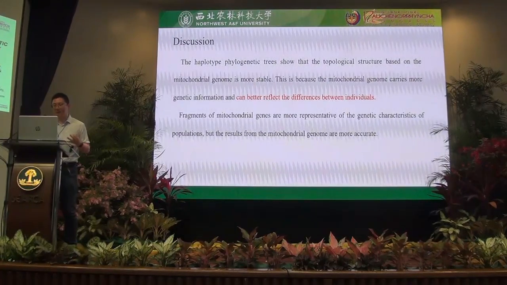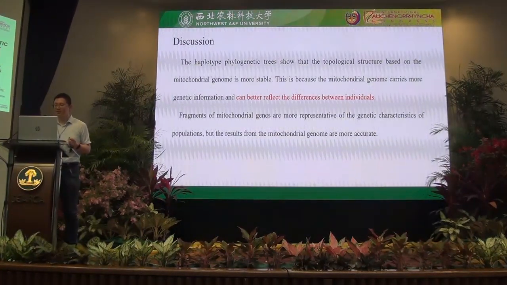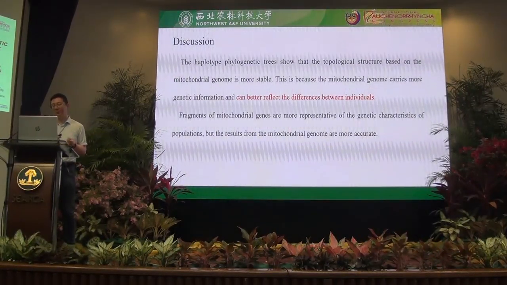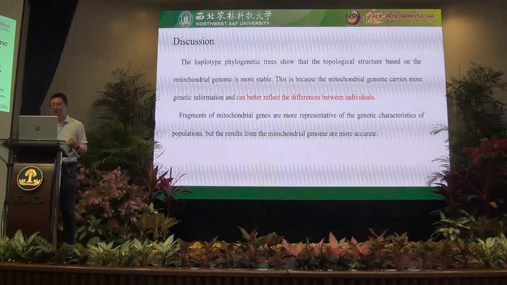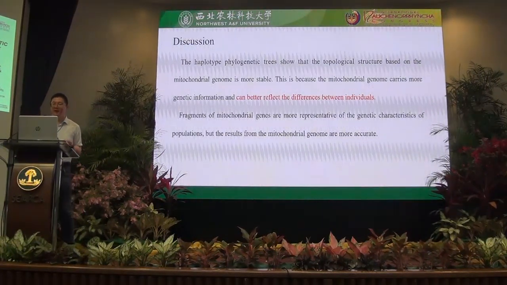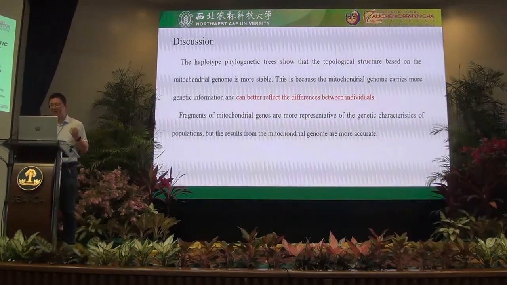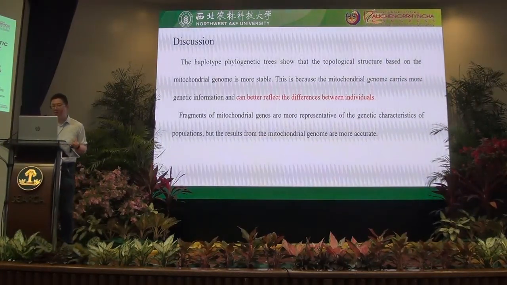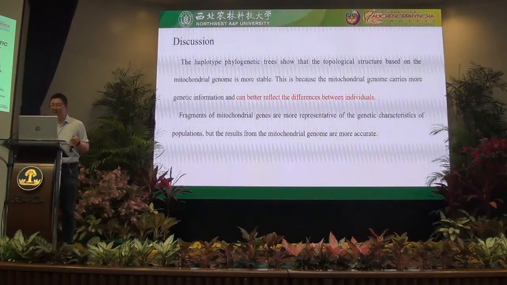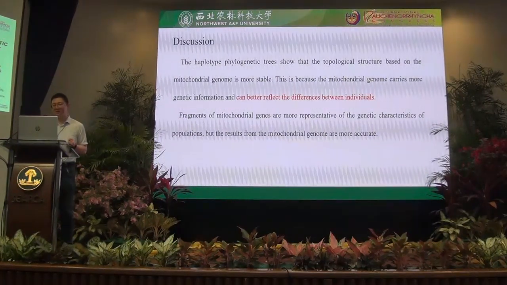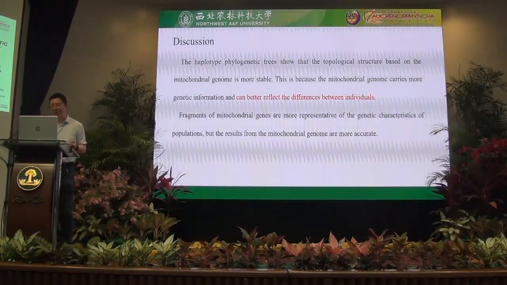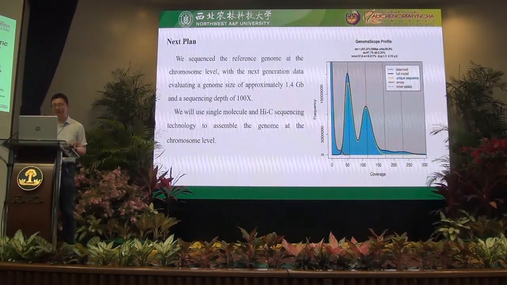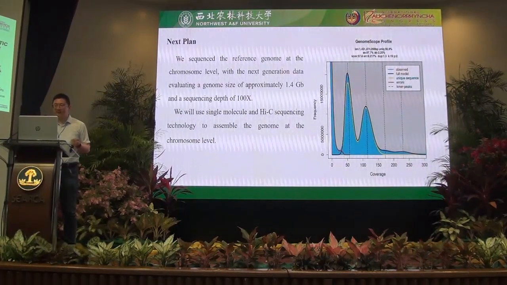Next, the haplotype phylogenetic trees show that the topological structure based on the mitochondrial genome is more stable. This is because the mitochondrial genome carries more genetic information and can better reflect the differences between individuals. Fragments of the mitochondrial genome are more representative of the genetic characteristics of populations, but the results from the whole mitochondrial genome are more accurate.